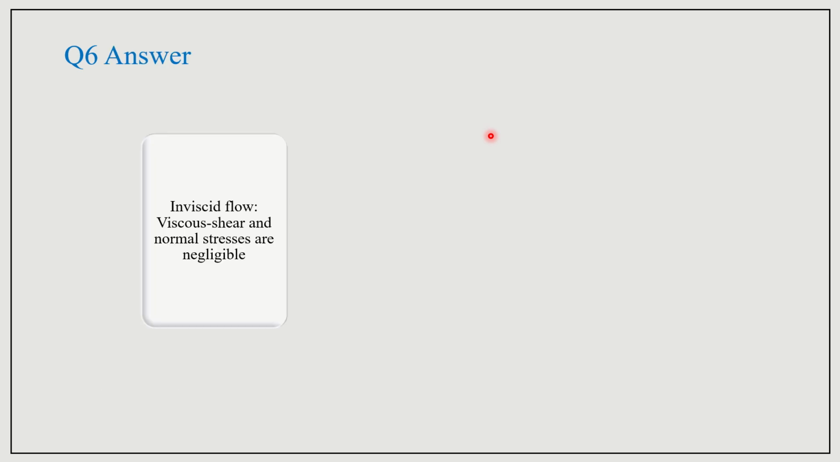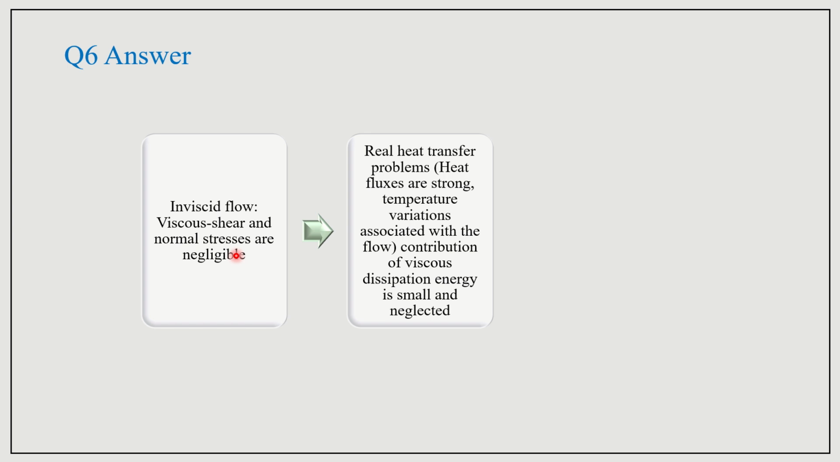Why? Because in inviscid flow, viscous shear and normal stresses are negligible. In real heat transfer problems, heat fluxes will be strong and there will be a strong variation of the temperature associated with the flow conditions. And in those cases, the contribution of viscous dissipation energy will be very small. So in real heat transfer problems, the term is neglected.